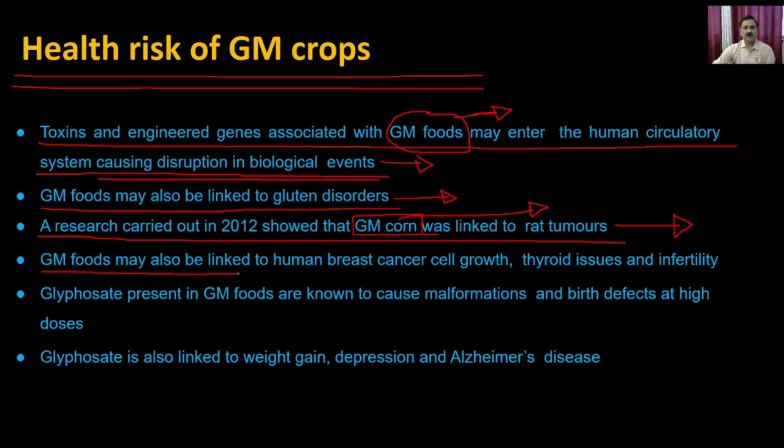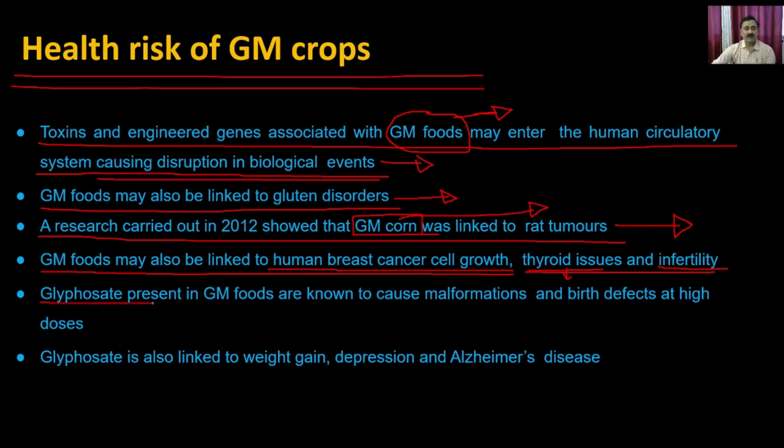GM food may also be linked to human breast cancer cell growth, thyroid issues, and infertility. That is also evident in human trials, where GM crops were found to be associated with human breast cancer growth as well as thyroid issues, which means it can also cause hypothyroidism or hyperthyroidism, and infertility.